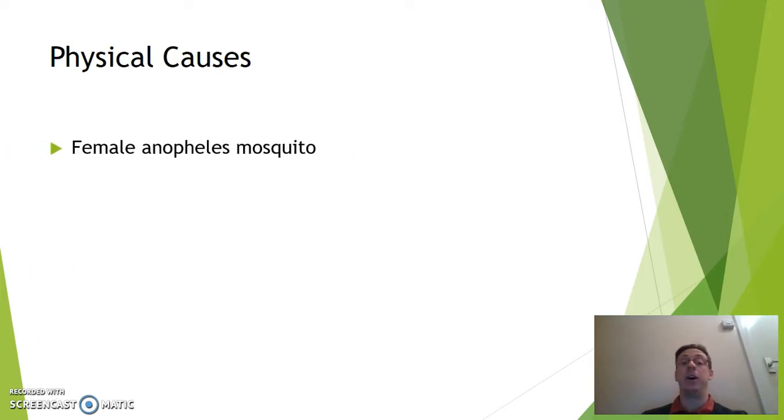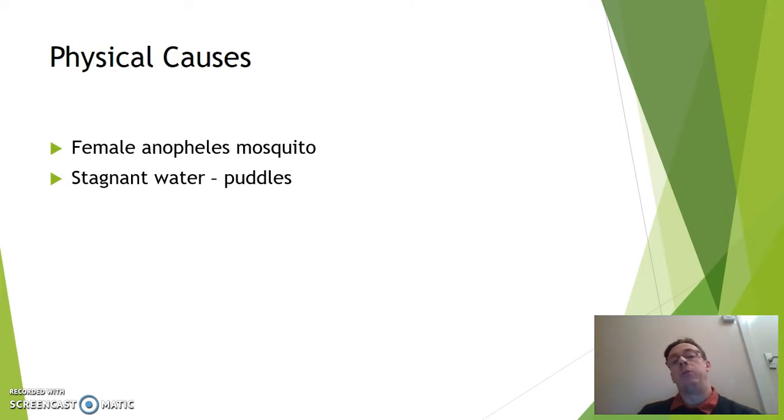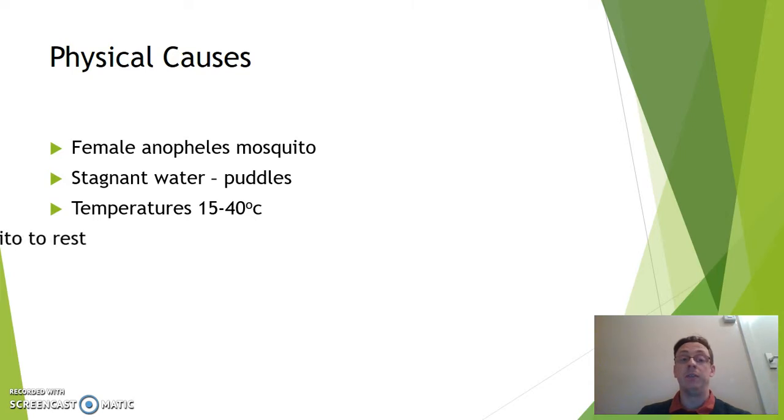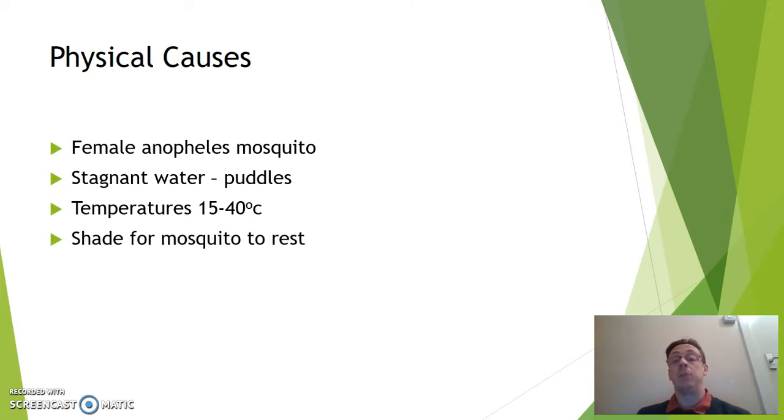First, the female Anopheles mosquito that I've already mentioned. We need stagnant water for the mosquito to breed in, anything from a muddy boot print on the ground up to lakes. We need temperatures of between 15 and 40 degrees Celsius, because if we don't have that, the mosquito won't thrive, it won't survive. We need shade for the mosquito to rest in. After mosquitoes eat, they fly to shaded areas to digest the blood meal they've just taken.